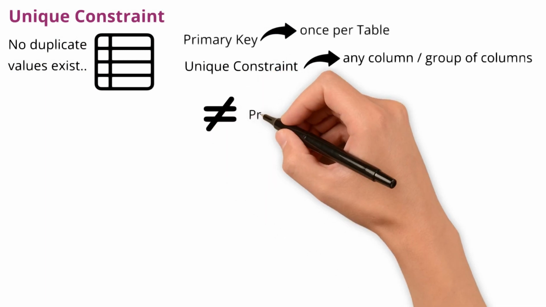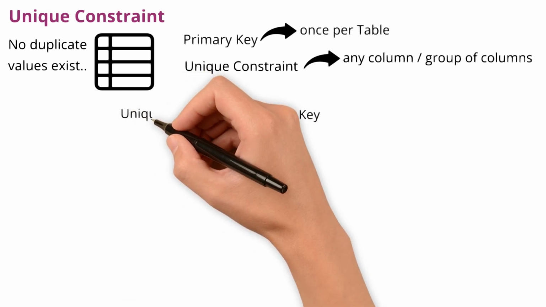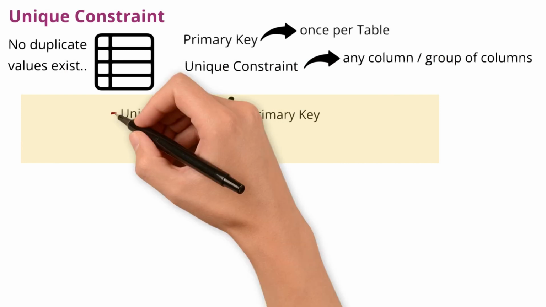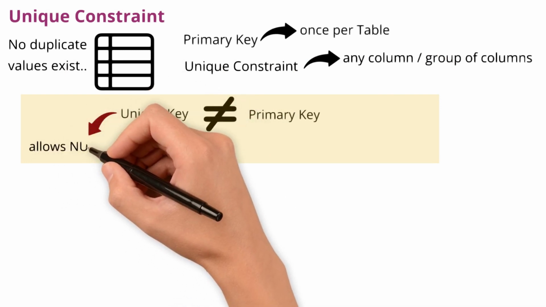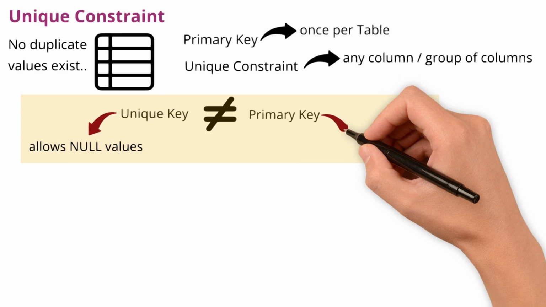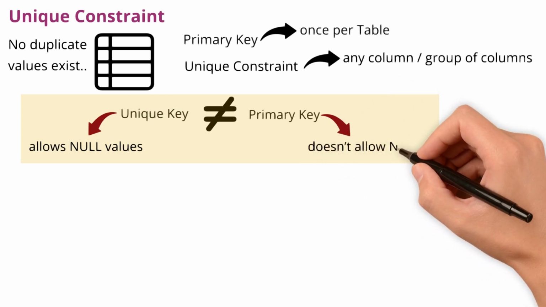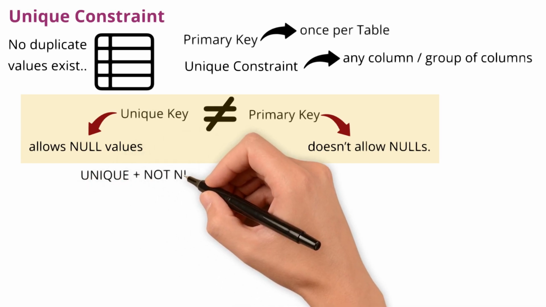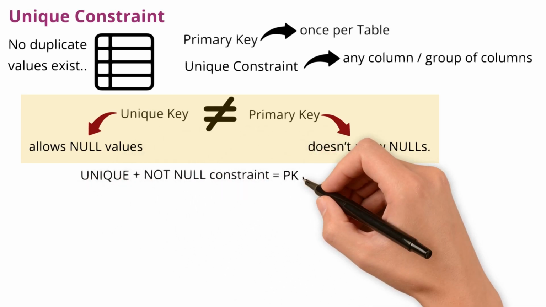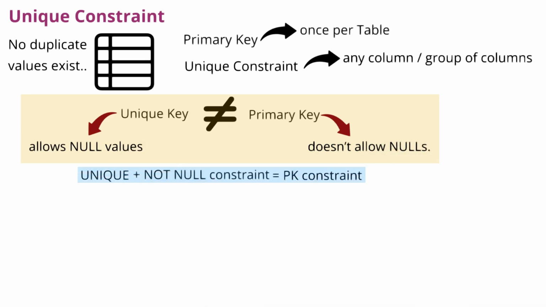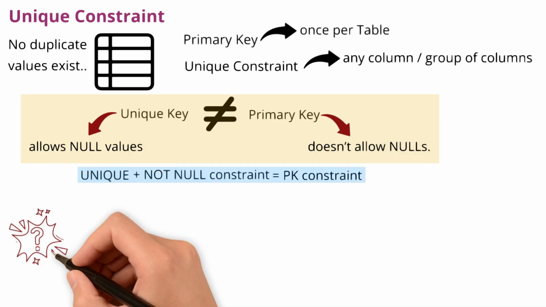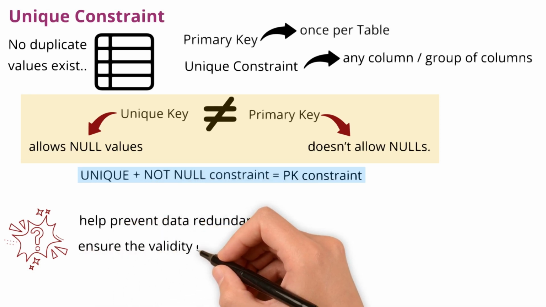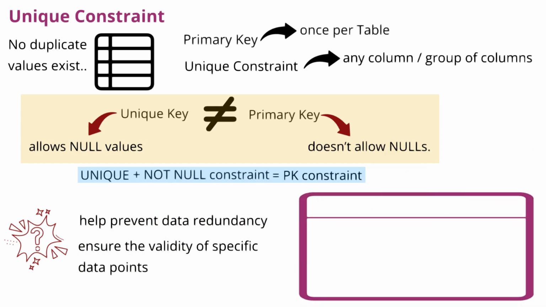Then what is the difference between primary key and unique constraints as both sound the same? The key difference is unique constraints allow null values while primary key constraint doesn't allow nulls. In other words, unique plus not null constraints is equal to your primary key constraint. Why is it important? Unique constraints help prevent data redundancy and ensure the validity of specific data points within a table.